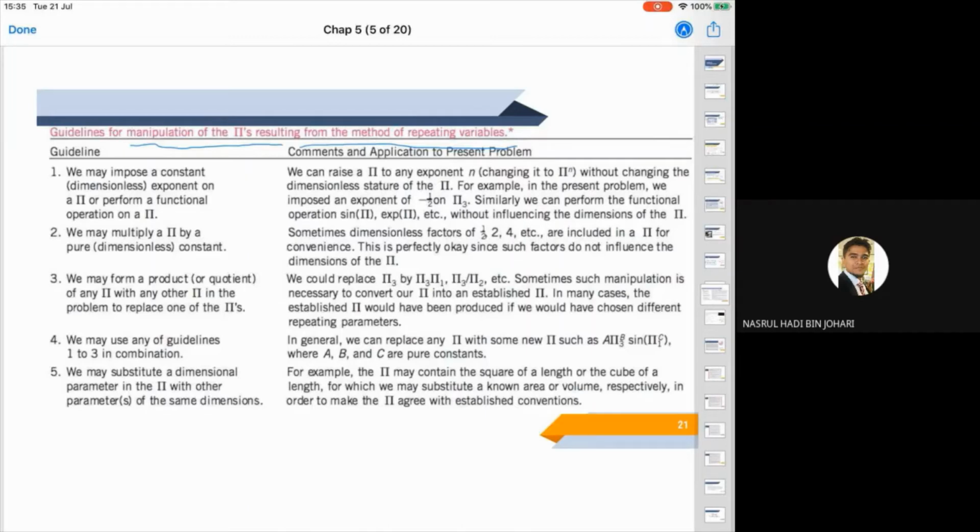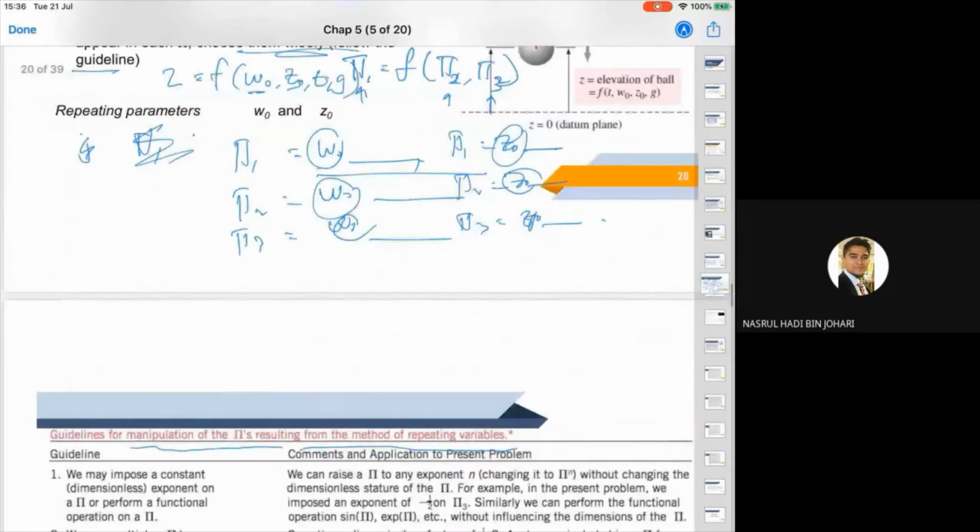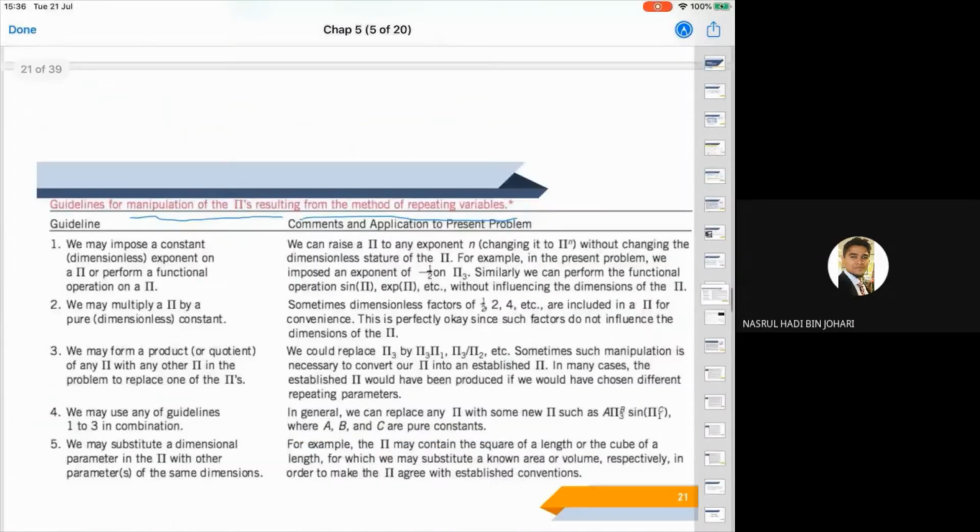Guideline dia, contohnya guideline yang number 1. We may impose a constant dimensionless exponent on a pi or perform a function operation on a pi. Apa benda tu? Tengok dia kata. Comments dia, we can raise a pi to any exponent. Meaning kalau kita pilih variables tu, it will allow the pi to any exponent, ingat tak kata tadi, bila kita pilih ni, kita allow pi ni to any exponent or function in the further analysis.